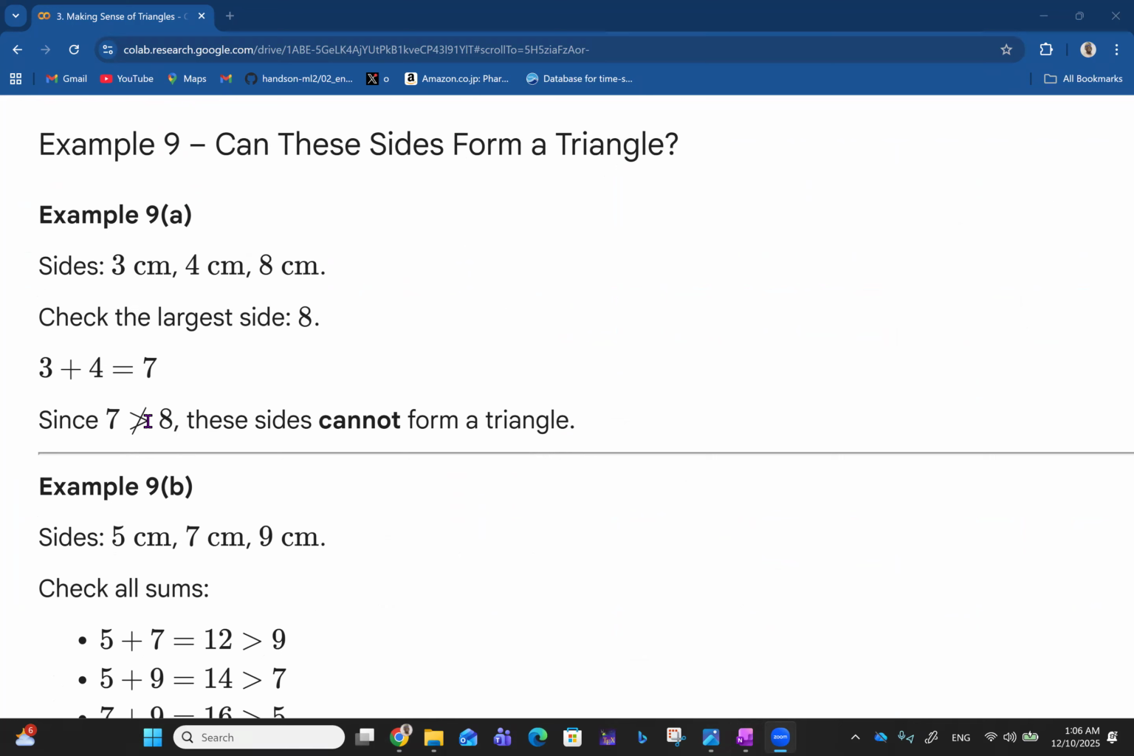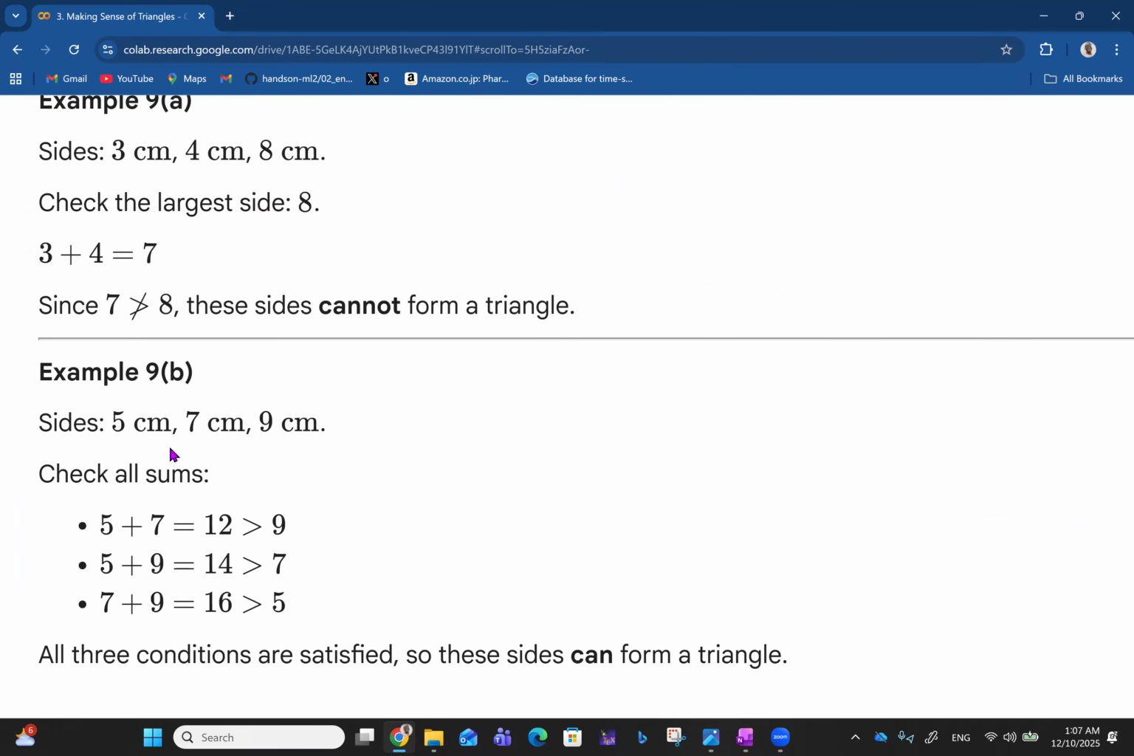7 is less than 8. So since one of the rules breaks down, you just know these sides cannot form a triangle. Then example 9b: 5, 7, and 9.